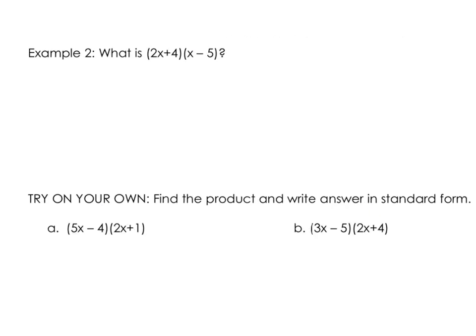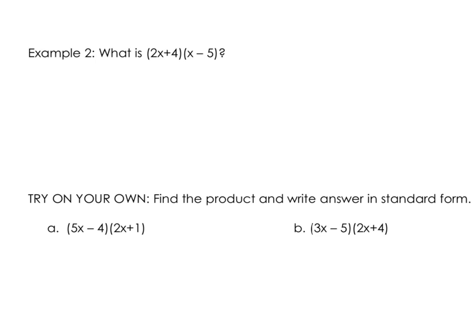Okay, so let's try some more examples. This one looks a little different. Now we are doing a binomial times a binomial. Before, we only had one thing out front that we were multiplying times everything inside the parentheses. So this time, you can do this two different ways, and I'm going to show you both ways, and you can decide which way you would like to do.